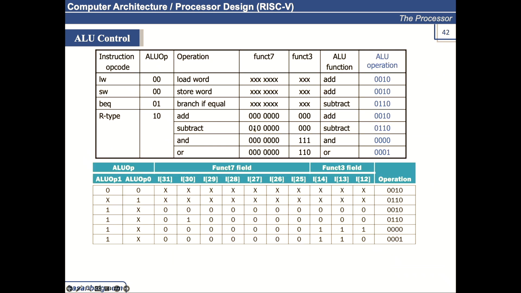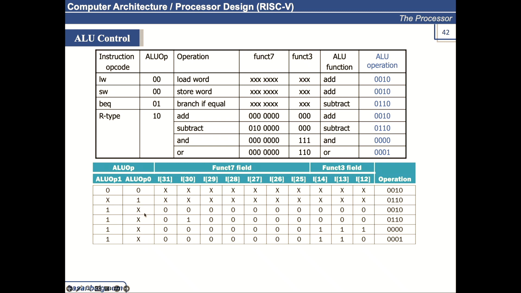Now compare this with the func3 and func7 fields for these instructions. When ALU op is 0 0, it means it's a load instruction. So it will generate the 0 0 1 0 operation, which corresponds to addition, performing the addition between whatever values we provide at the input of the ALU. In load and store word instructions, it is always RS1 plus the base offset.